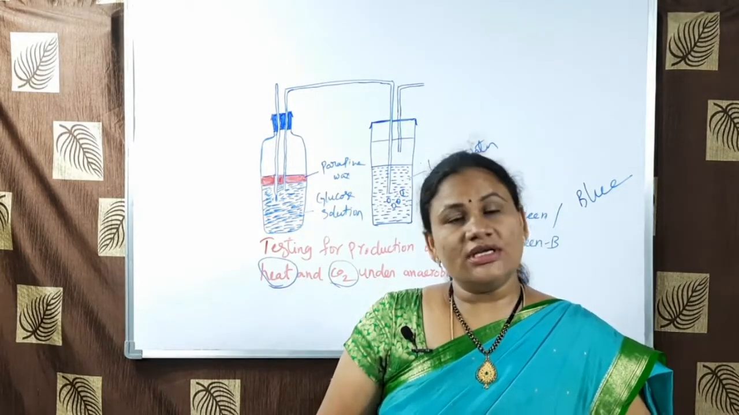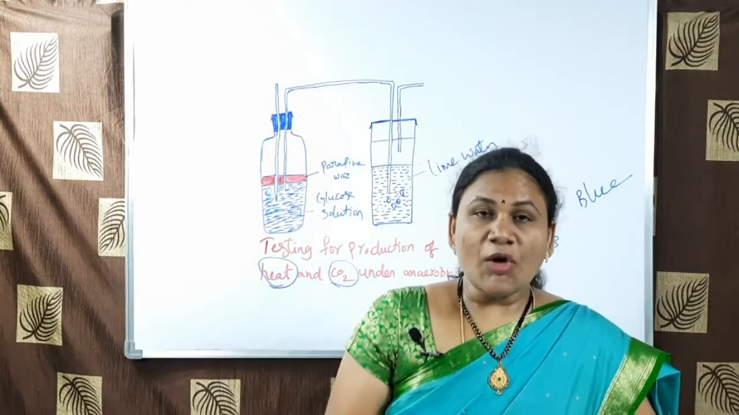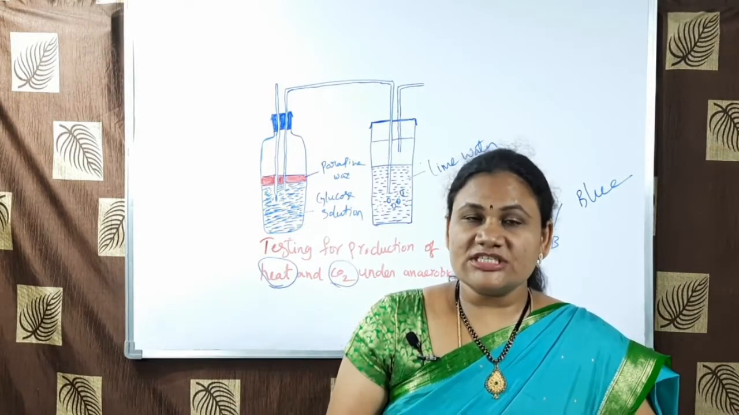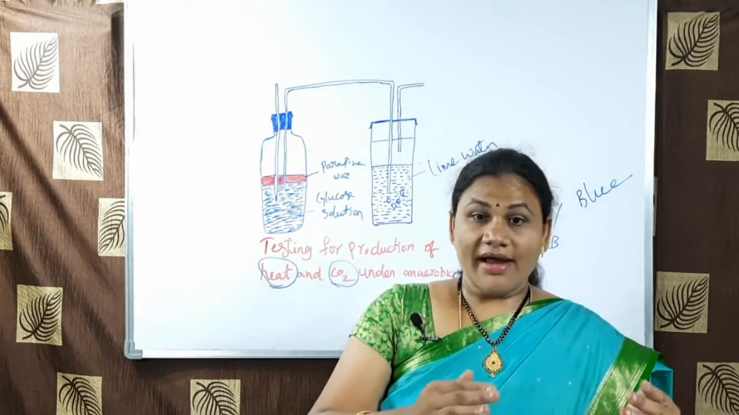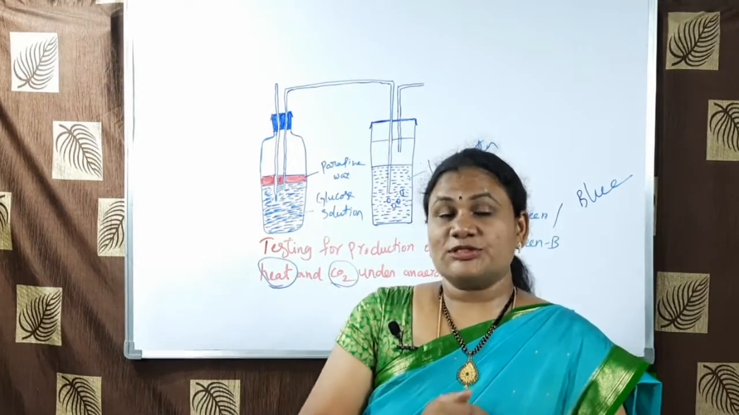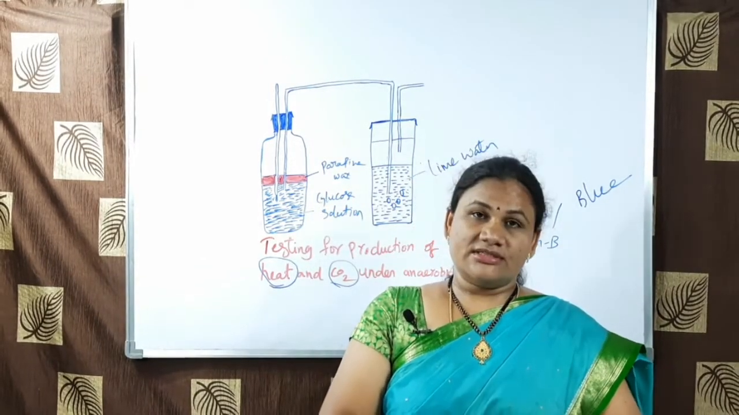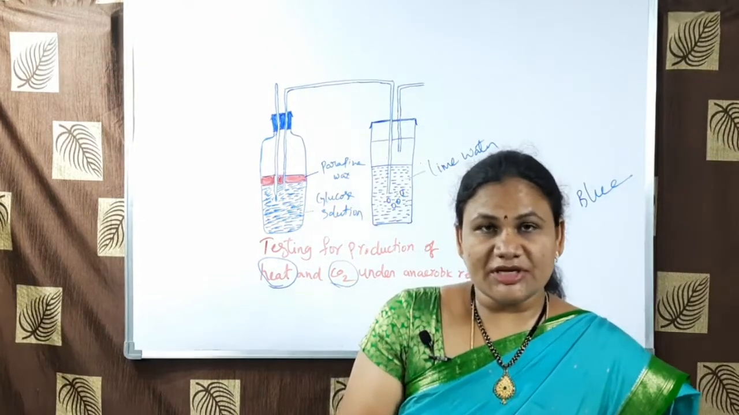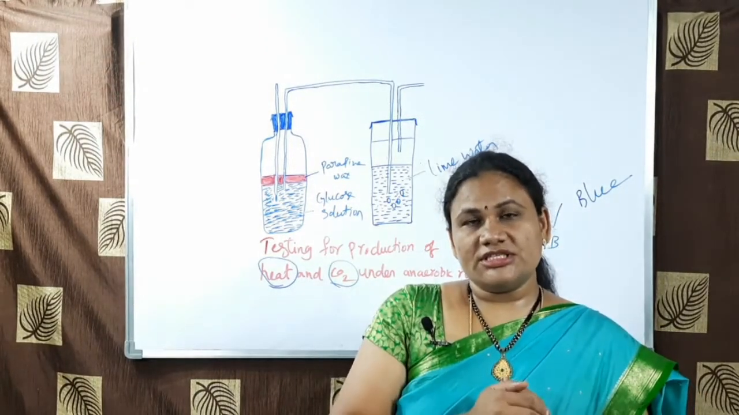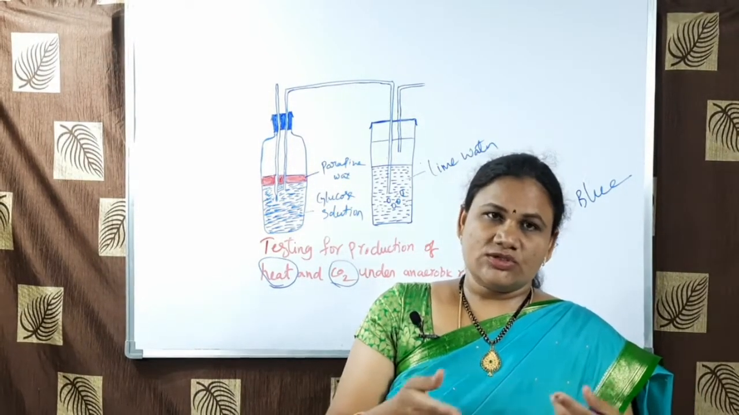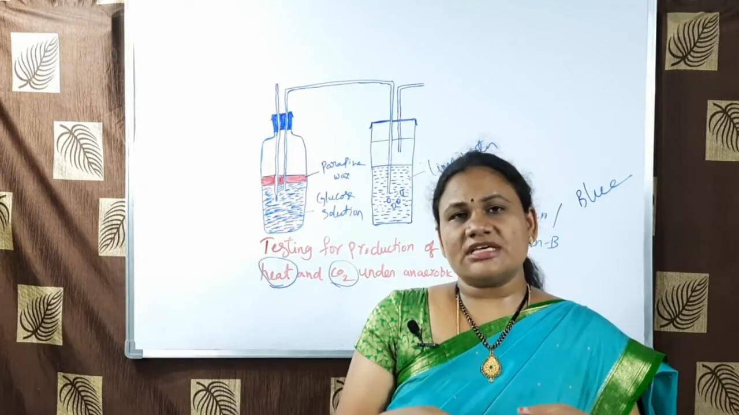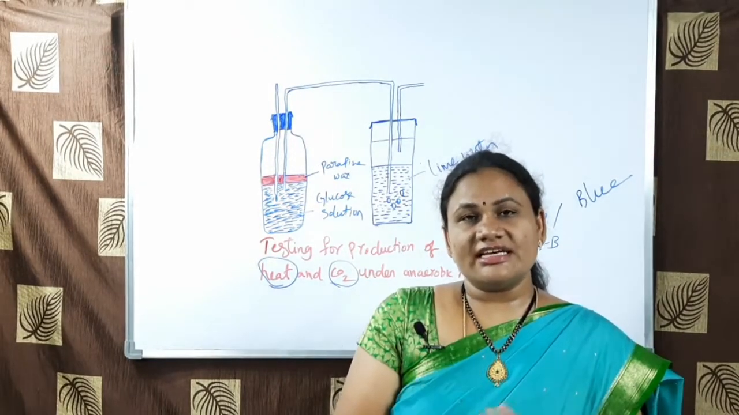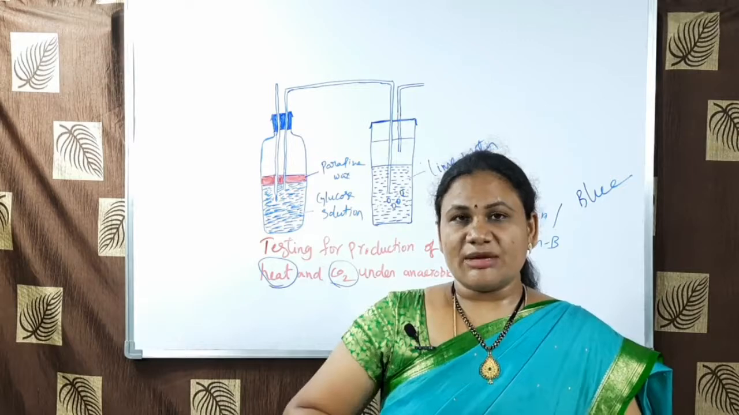And not only Lavoisier, Robinson also stated that respiration is a type of combustion, and this combustion is the source of heat in animals. That means we have a particular body temperature, and that body temperature is due to respiration. So many scientists stated that respiration is a type of combustion.